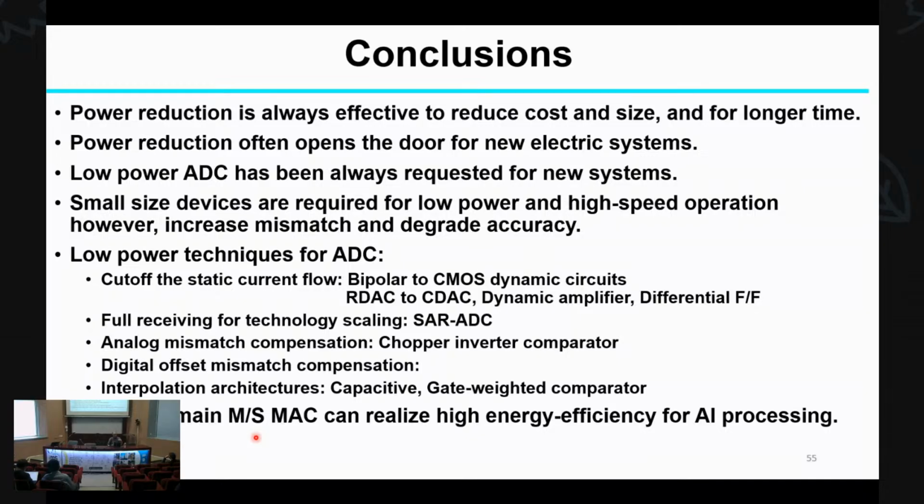So I hope for high energy efficiency for processing.